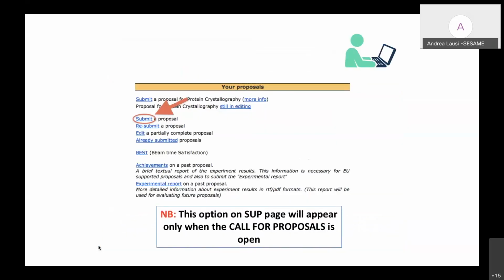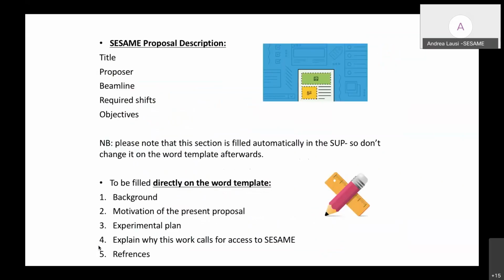Then, once you are in, first of all, you will receive our newsletters, and at a certain point, you will receive an email that a call has been opened. So you will be able to submit a proposal. Entering at that point will let you find this button, submit a proposal, which was not there before. And then you fill in the data which are requested online.